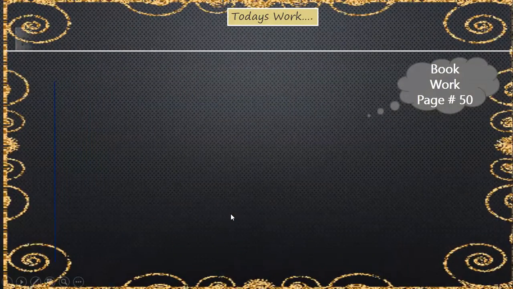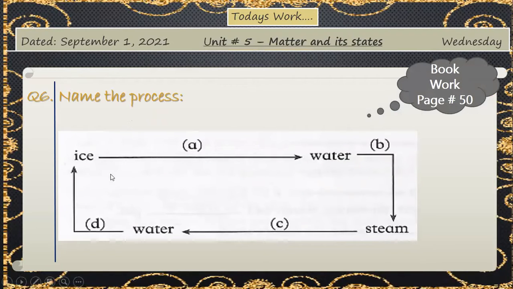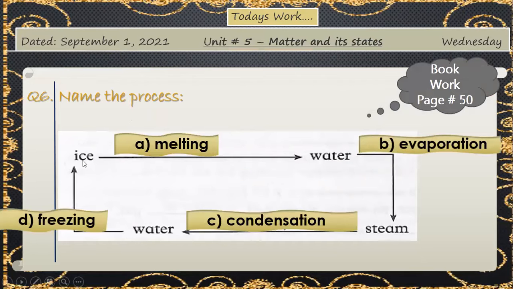Now we are coming to the book work, page number 50. It is about the name of the process. You have this picture. You have to write: A, when ice changes to water, what happens? B, water changes to steam. C, steam changes to water, and then water changes to ice. So when ice, a solid, changes into liquid, it is melting. Liquid changes into gas, which is evaporation. Then that gas again changes into liquid, water. That process is called condensation. After that, water changes into ice. It is freezing. So that will be all for today.